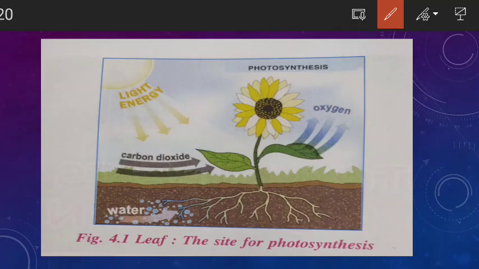So you can see this is the plant getting carbon dioxide from the air, getting light from the sun, and giving oxygen to the atmosphere. Okay.